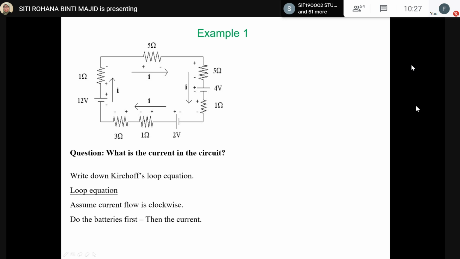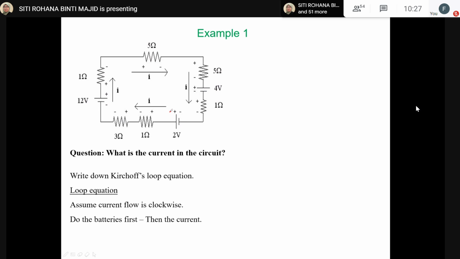Okay, so we have the value of resistance in ohms, a single digit in ohms, and then what is the current in the circuit. So we want to calculate the current in the circuit. So you have to be careful with the polarity of the battery here.